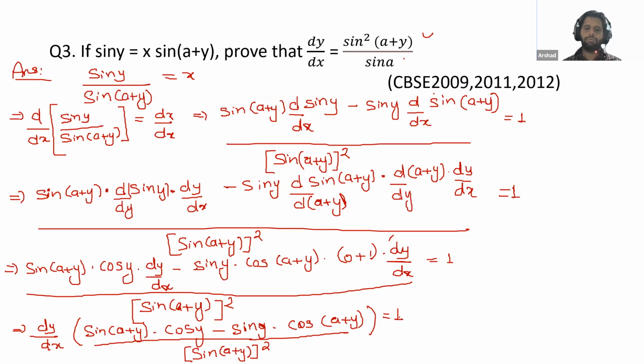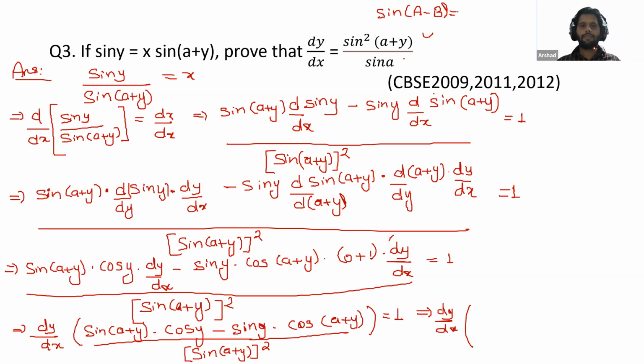Okay, now dy by dx. How does it get cancelled? a plus y is in the angle, so it will not get cancelled. Sin a cos b minus cos a sin b. What is the formula of sin(a minus b)? Who can tell me this? Sin(a minus b), what is the formula?